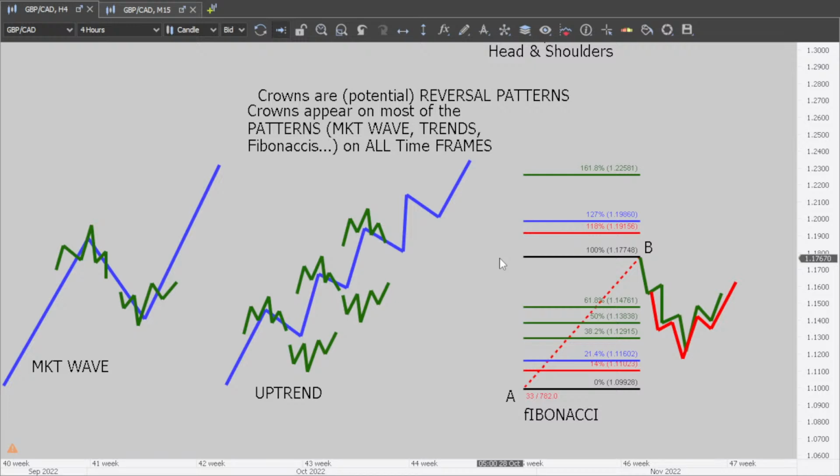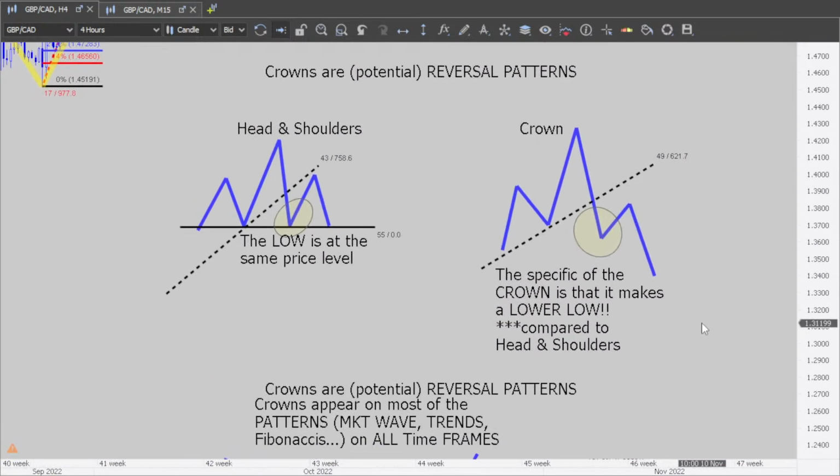Somebody's typing on the other streaming platform, oh, this is head and shoulder. No, this is not. Okay? Take a screenshot, everybody. The difference between head and shoulders and the crown, it could be in reverse, right? Reverse head and shoulders, crown reversal. The specific of the crown is that it's going to show you.